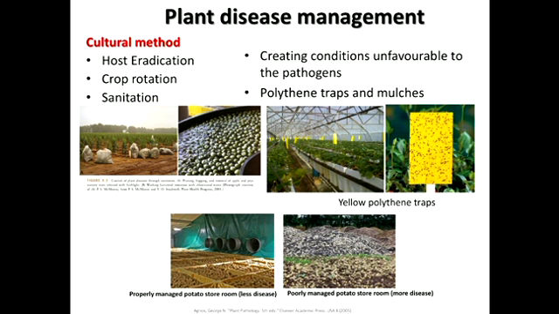And there is a very good practice of using polythene traps. Okay, so the yellow polythene traps mostly attract aphids. So if you kill the aphids, then there are two benefits. One is that you are protecting the crop from the insect, as well as protecting your crop from viral infestation. Okay, so two benefits. So these are some traditional cultural methods you can easily practice.